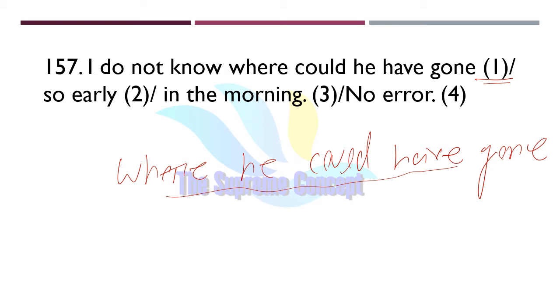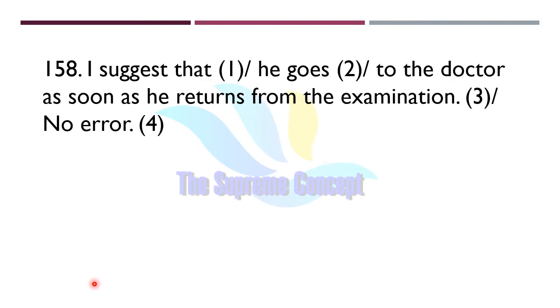We are not supposed to arrange it in this way. We are not asking a question. We are just saying that I don't know where he could have gone so early in the morning. This is unknown to me, and we are not questioning anything. We are just giving our statement that we don't know. We are totally oblivious about his going outside in the early morning. So let us move on to question number 158.